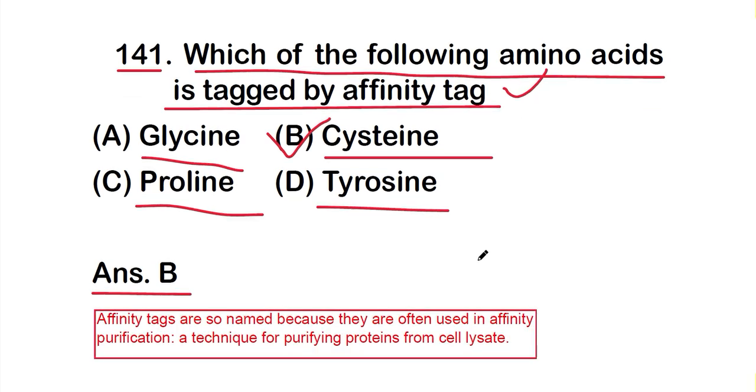So what is an affinity tag? Affinity tags are so named because they are often used in affinity purification, a technique for purifying proteins after cell lysis. In this type of purification, proteins are purified differently based on their affinity to other molecules or a base. Here cysteine has a disulfide bond, so that's why cysteine is used for affinity tag.